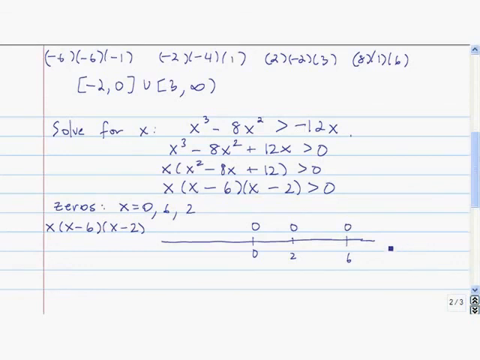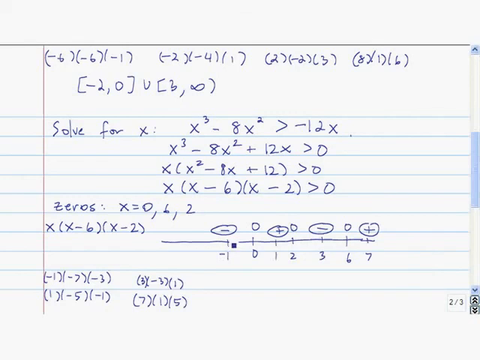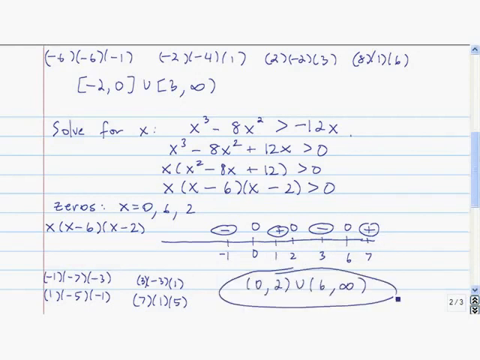Okay, so for your zeros, you should have gotten 0, 2, and 6. And for your sign chart, you should have gotten negative, positive, negative, positive. This is the solution you should have gotten to the inequality. Because we want to know where this is greater than 0, and that means positive. Between 0 and 2, it's positive, but we exclude 0 and exclude 2 because this doesn't allow it to be equal to 0. So we have the open interval. And then from 6 to infinity, it's positive as well. So again, we throw out 6 because this doesn't allow it to be equal to 0.